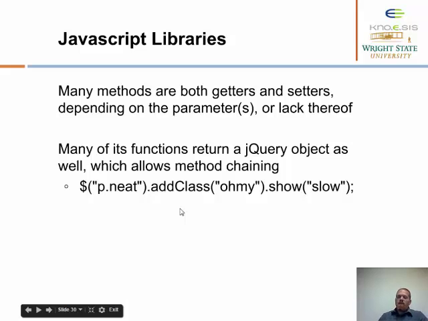Many of the methods in jQuery are both getters and setters, just depending on the parameters. And you can chain them together. So here we're going to take a paragraph with the class need and add another class, oh my, and then show it. We're assuming that this element was also hidden previously, and we're going to show it slowly.